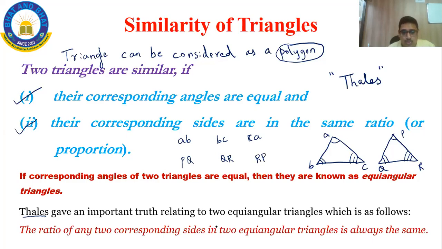So what do I have to do? I have to say the ratio of... The first part of the truth says ratio. That means I have to take the ratios AB by PQ, BC by QR, and CA by RP. It says the ratio of any two corresponding sides is always the same. That means AB by PQ will be equal to BC by QR will be equal to CA by RP. So these three ratios will be equal to each other. This resulted in a theorem called Thales theorem or basic proportionality theorem.